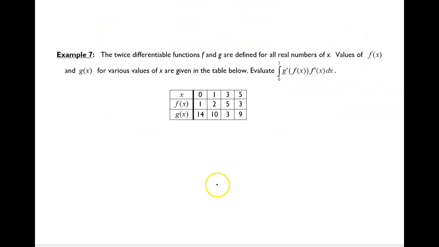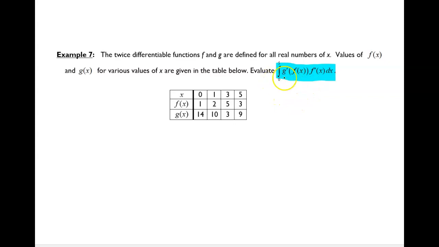And finally, example number 7 is a way they can do these problems with tables. So it tells me f and g are differentiable. That's nice to know. F and g are given. We want to evaluate this crazy looking integral, the integral from 0 to 5, g prime of f of x times f prime of x. What hopefully you notice is that this looks kind of like chain rule, a little bit off. And so when a problem looks like I would use chain rule for derivatives, when I do antiderivatives, it's going to be a u substitution.